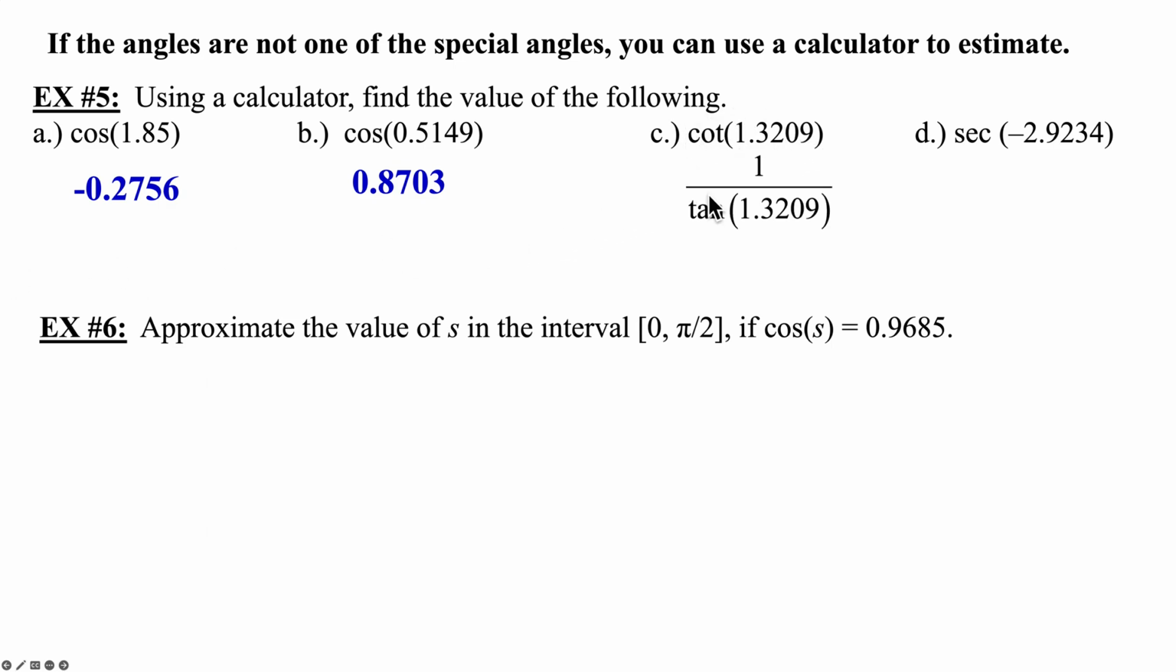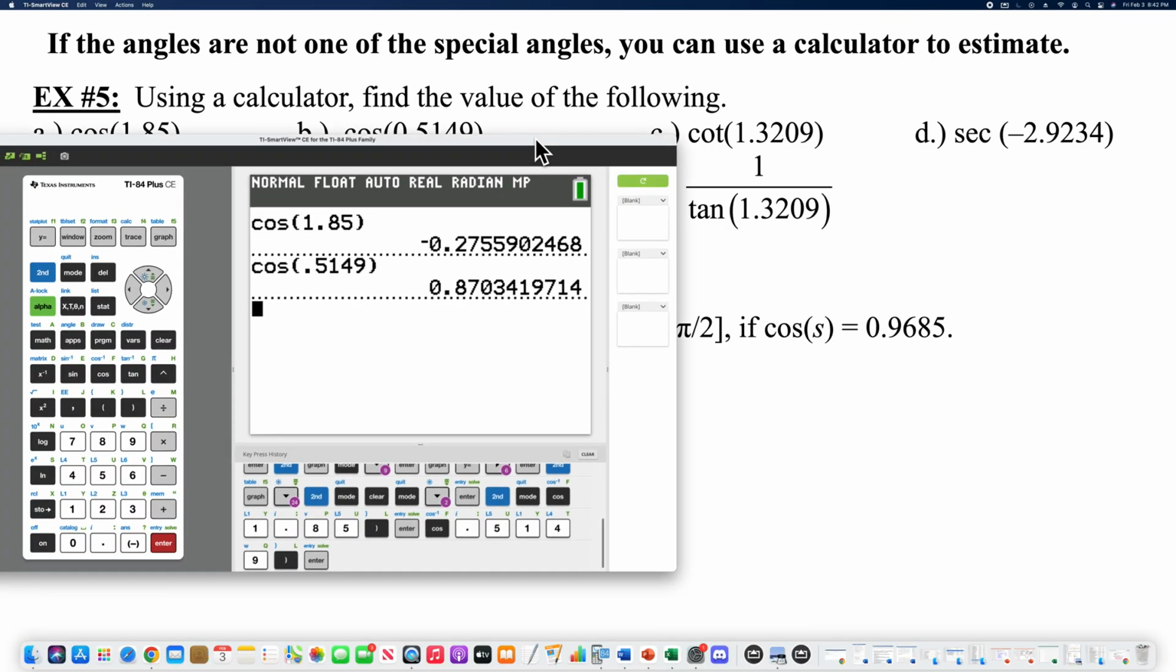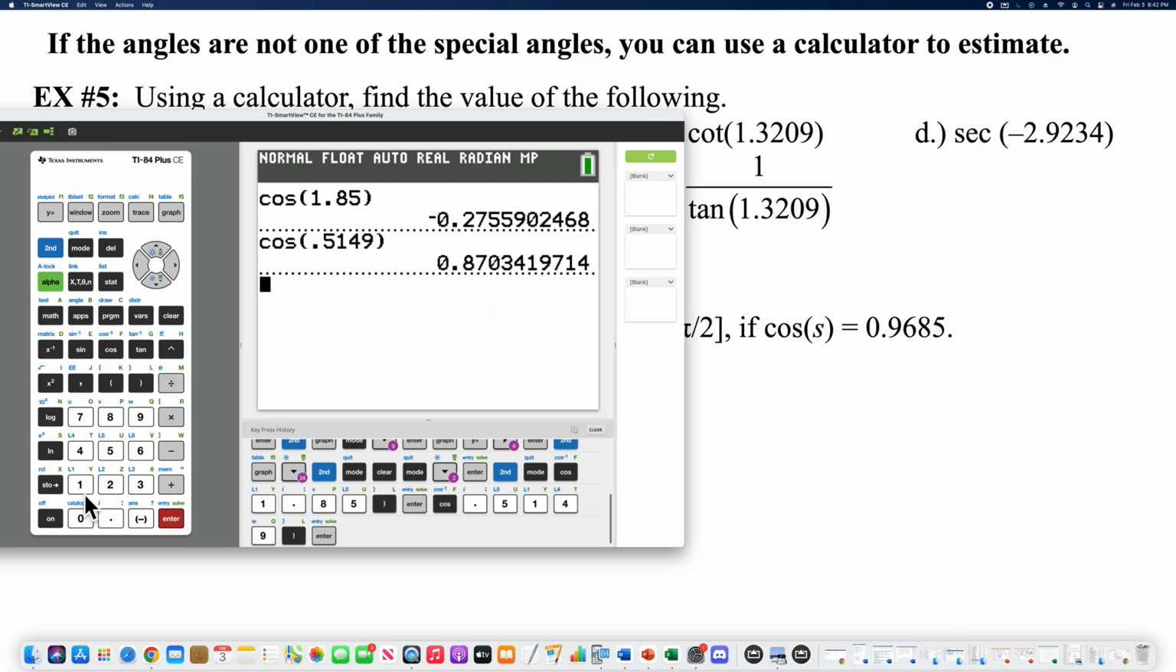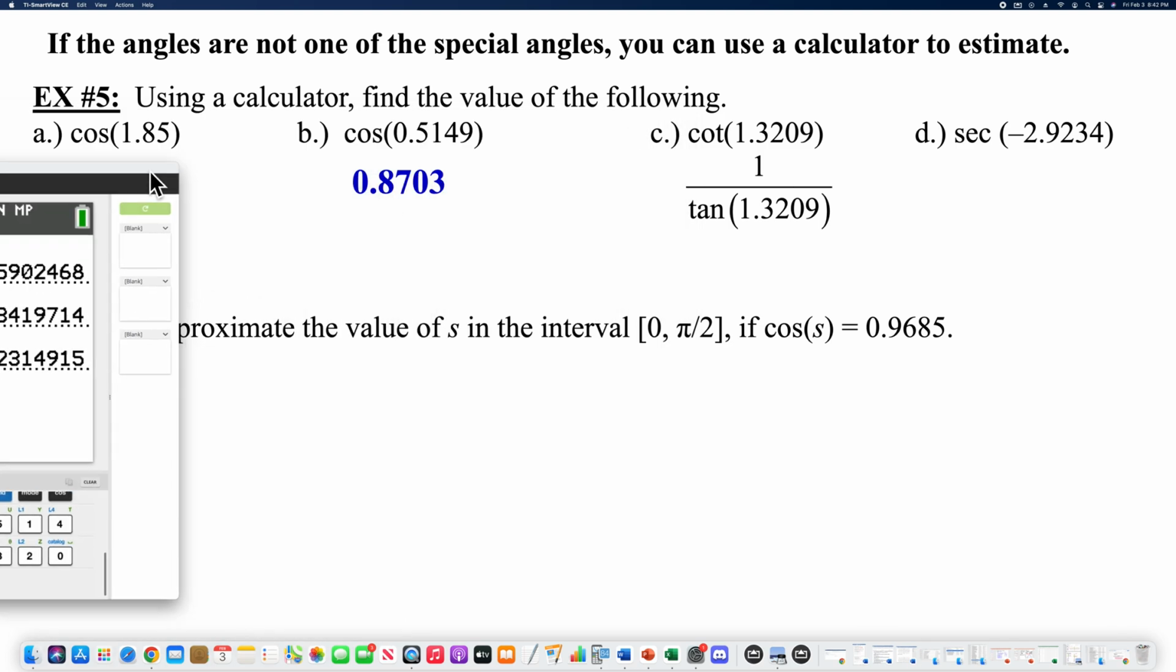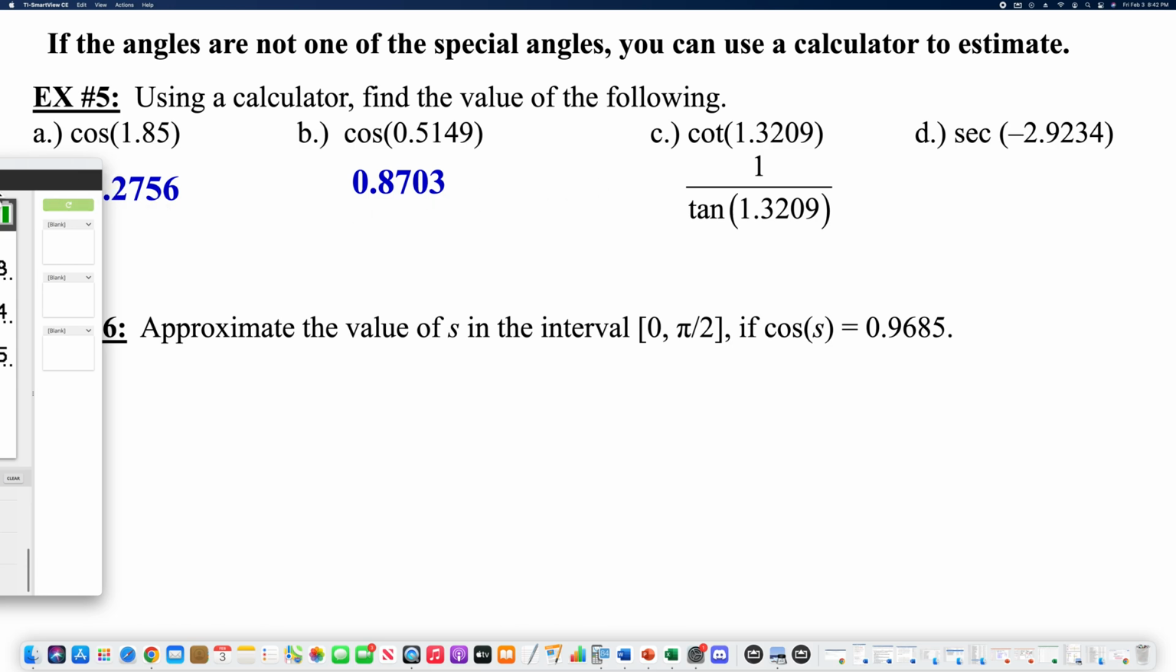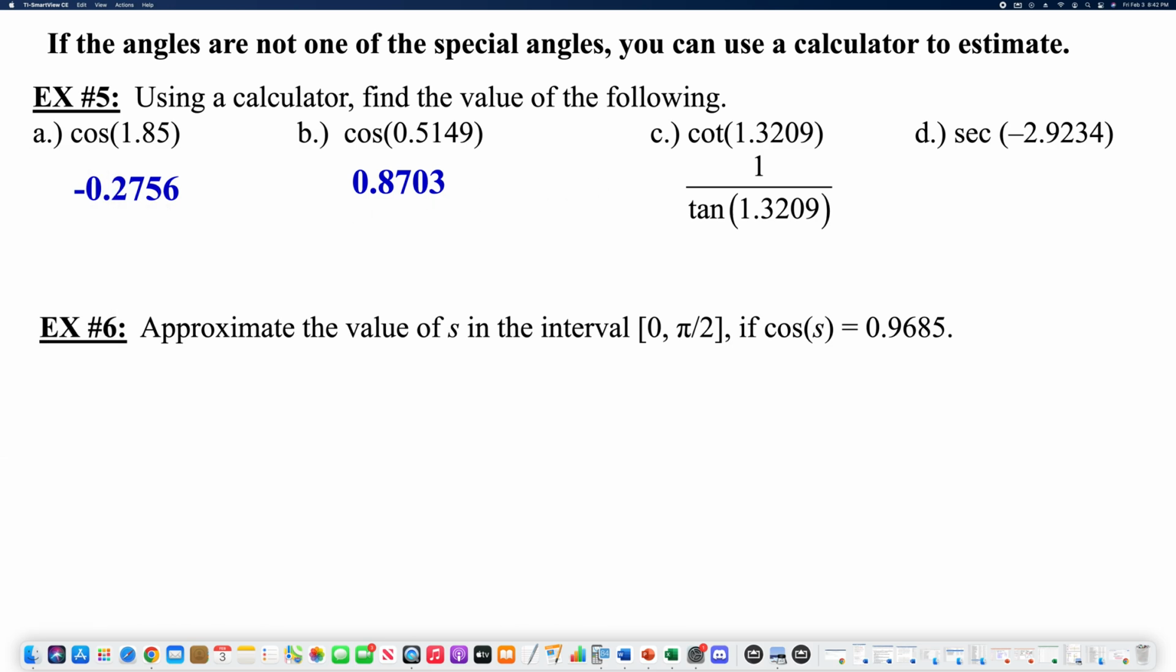Cotangent, we got to go to its reciprocal, 1 over tangent. All right, to the calculator we go. 1 divided by tangent, 1.3209. 0.2552. Whoops, gotta get my calculator all the way off that screen.